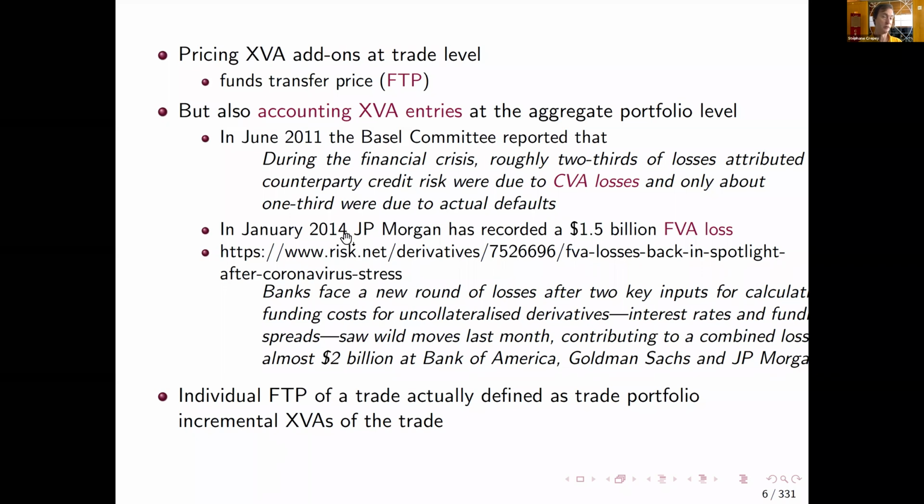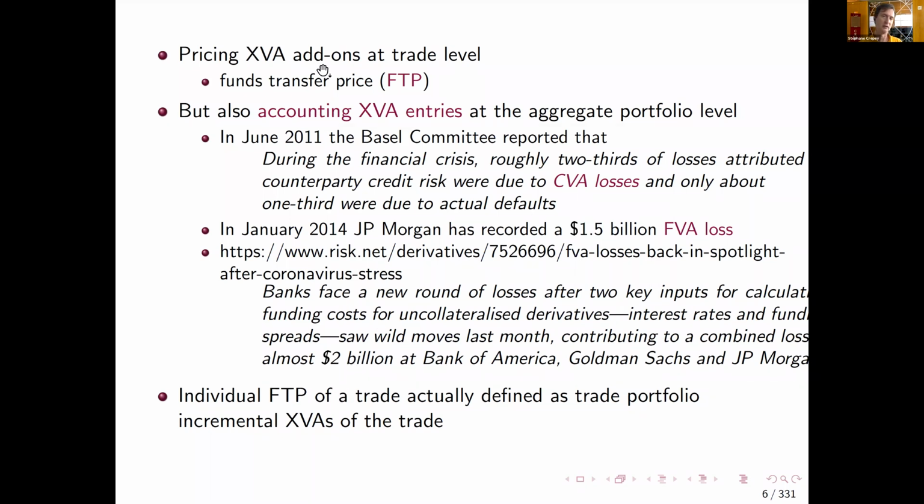In January 2014, JP Morgan recorded likewise a 1.5 billion FVA loss, and in the COVID financial crisis, with the fact that major bank credit spreads spiked by a factor of 5 in some cases, we saw again very, very important FVA losses. I'm mentioning American banks, but it's equally true for European banks.